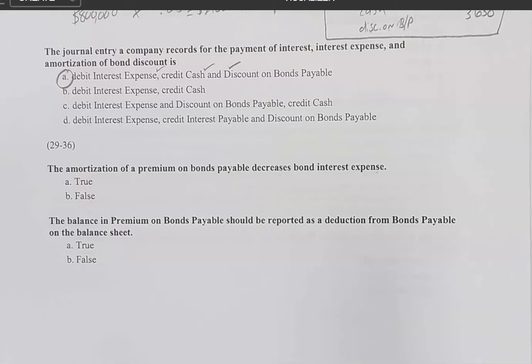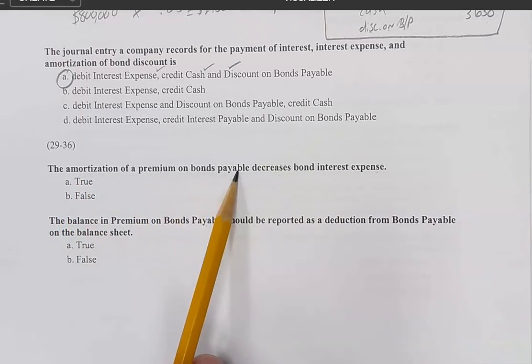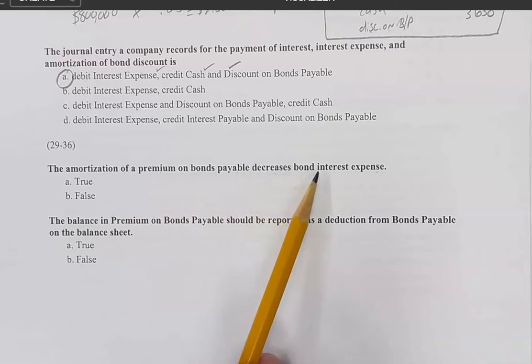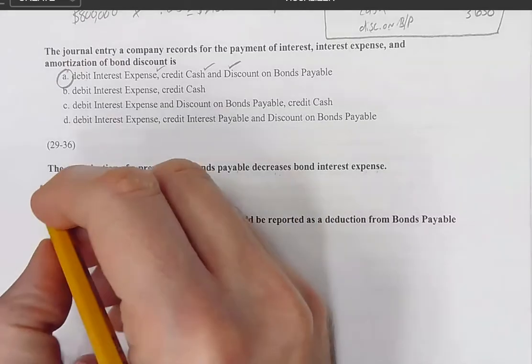All right, so we've talked a little bit about bond discounts and how we would go about amortizing a discount on bonds payable. So let's move over then to amortization of bond premiums. And we're going to start out with a couple of true-false questions. It says, the amortization of a premium on bonds payable decreases bond interest expense. Now this is a true statement.